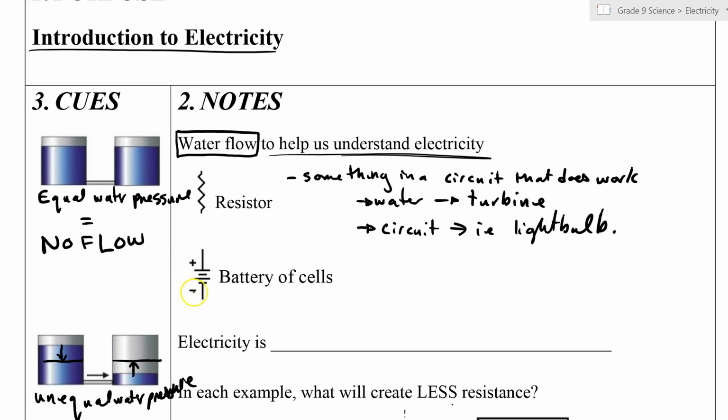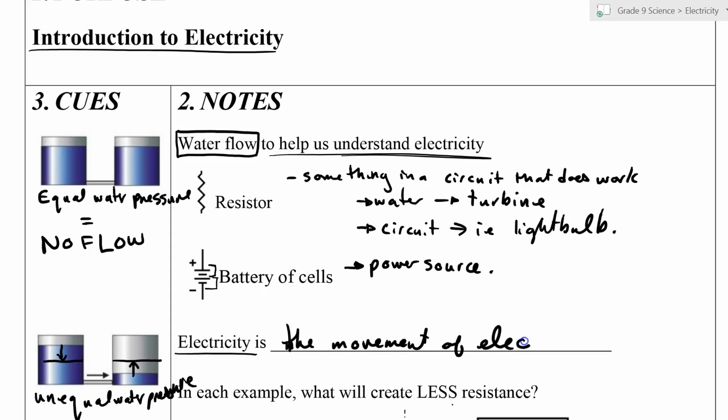And this right here is the symbol for a battery of cells. There are actually two cells here, and they're connected. So there's one cell, and there's another cell. So the battery of cells is a power source. Electricity is simply the movement of electrons. So we're going to use the movement of water as an analogy for the movement of electrons.